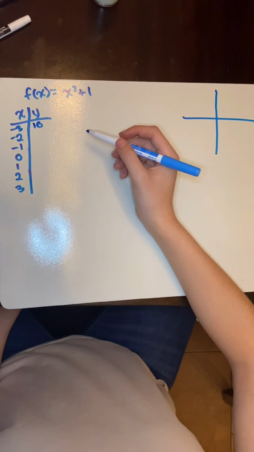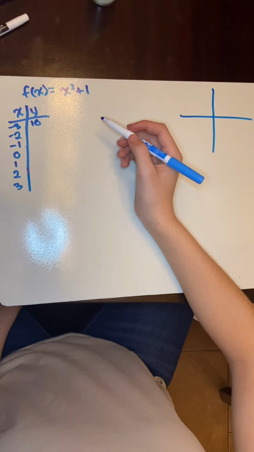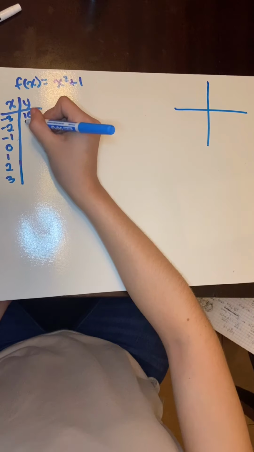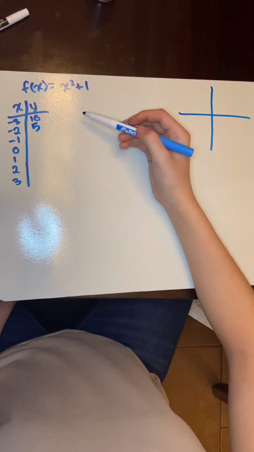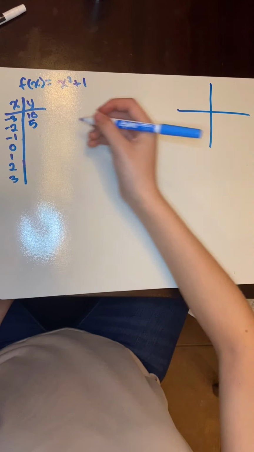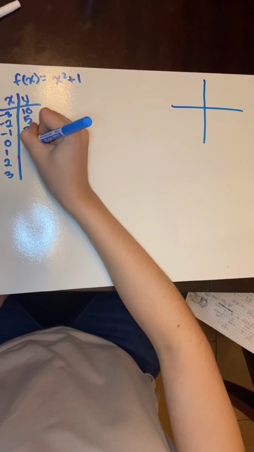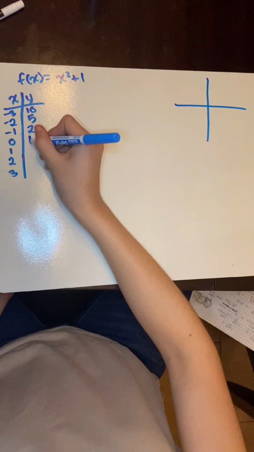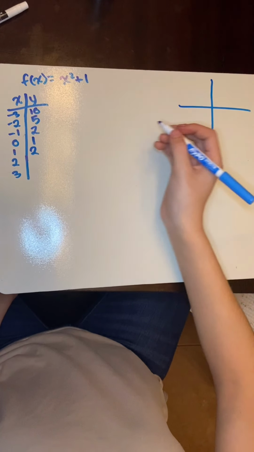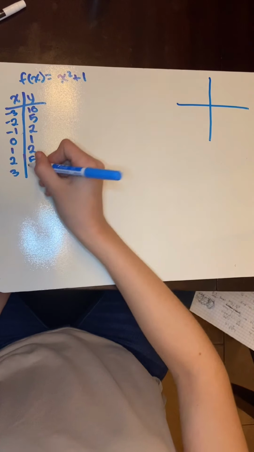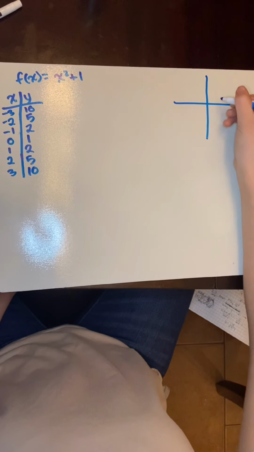Negative 2 to the exponent of 2 plus 1 is 5. Negative 1 squared plus 1 is 2. 0 squared plus 1 is 1. 1 squared plus 1 is 2. 2 squared plus 1 is 5. And 3 squared plus 1 is 10. So we can graph it.